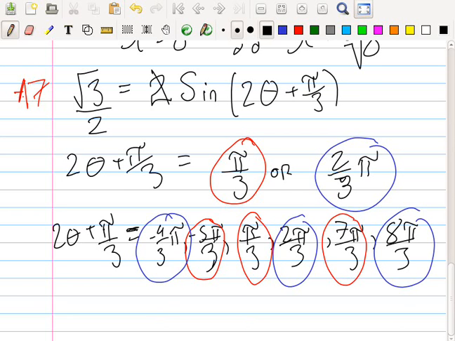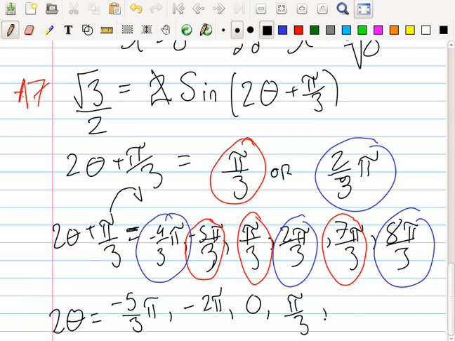Now, I just need to take this over to the right. So I get 2 theta equals, so help your teacher please, minus 4 over 3 pi minus pi over 3. So that's minus 5 over 3 pi, minus 5 over 3 pi minus pi over 3 minus 2 pi. Pi over 3, 2 pi. I know, but I'll do it for fun.